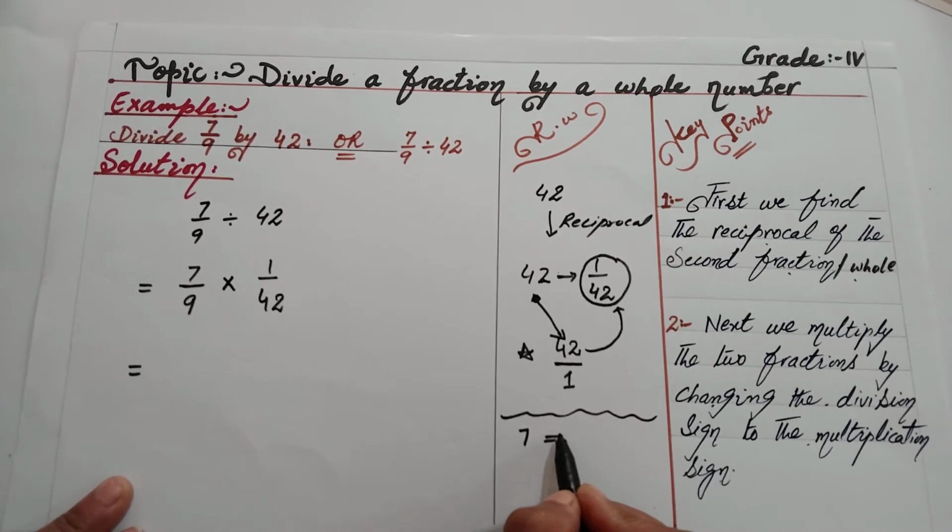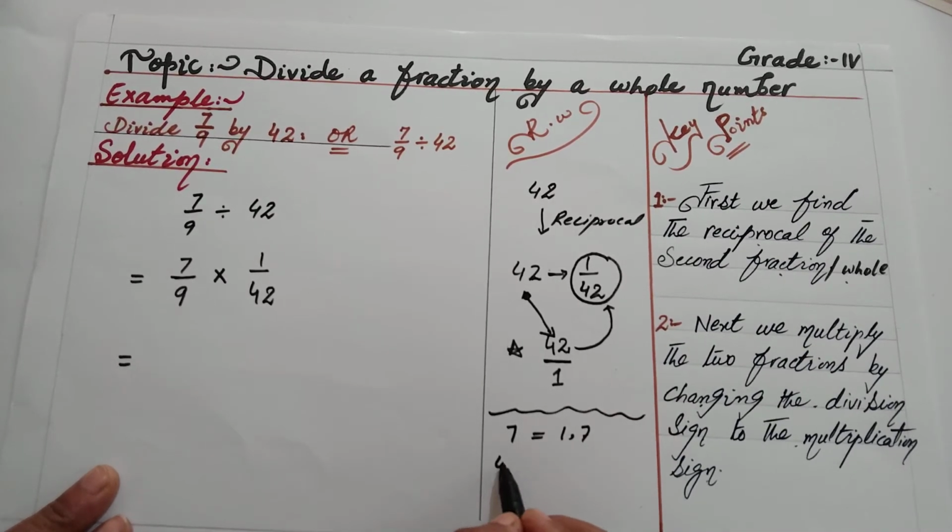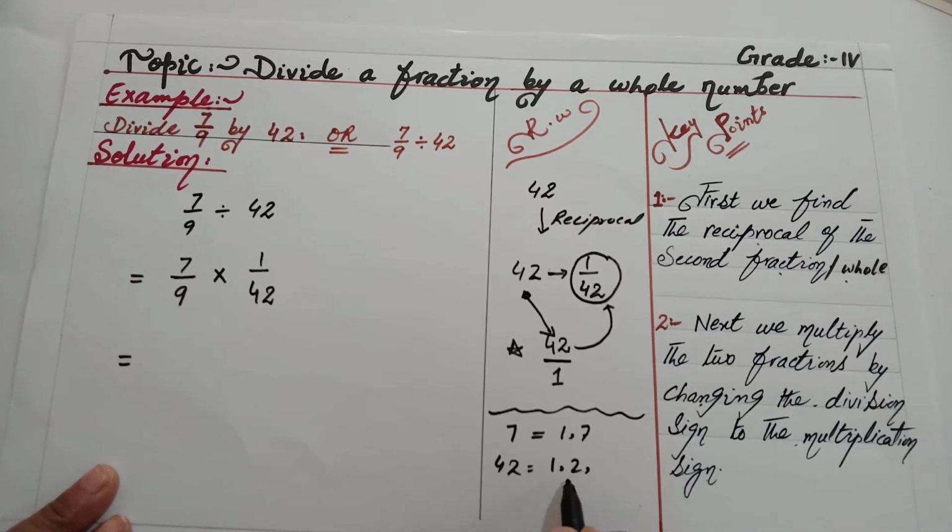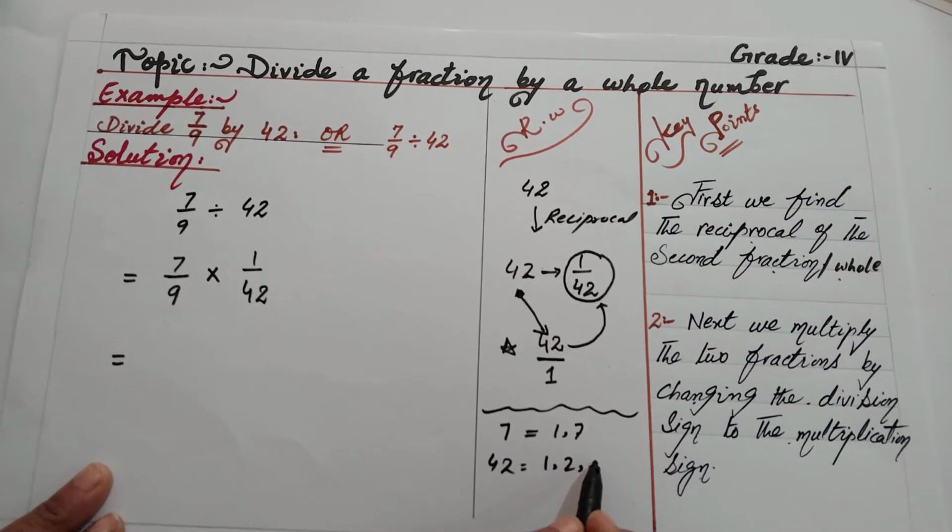What are the factors of 7? 1 and 7. What are the factors of 42? 1, 2. Then what are the other factors of 42? We can find the other factors. So the factors are 1, 2, 3, 6, 7 and many others. So now we have to find the highest common factor. Which is the highest common factor?